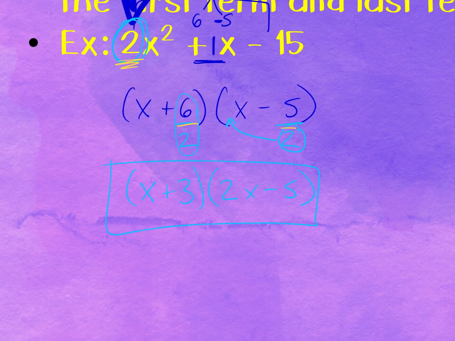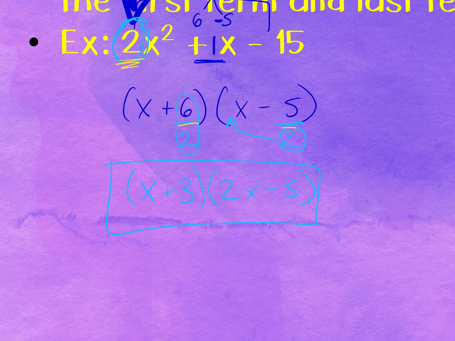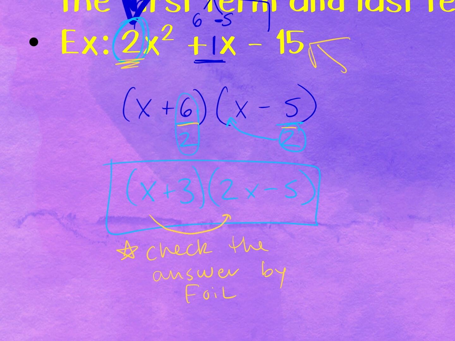How can we check our answer? You can FOIL, so you can always check your work by foiling. When you FOIL, you'll end up getting the original question. Sometimes you don't even need to FOIL out the whole thing. I would always recommend at least FOILing the first, so multiplying the first together. What's x times 2x? 2x squared, which gives us the first term there. So you can always check it, at least by multiplying the first, to make sure that you simplified correctly.